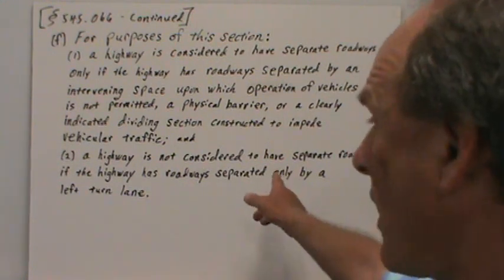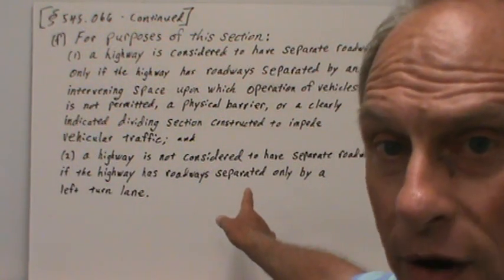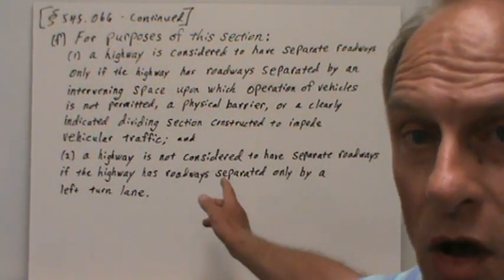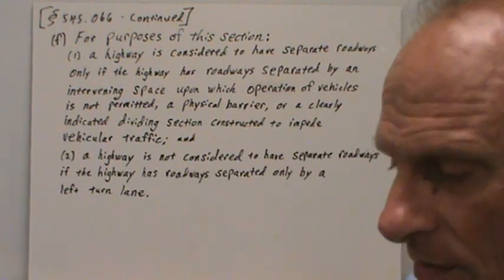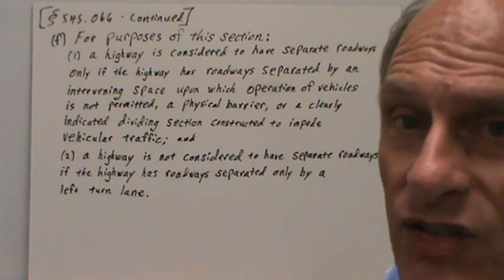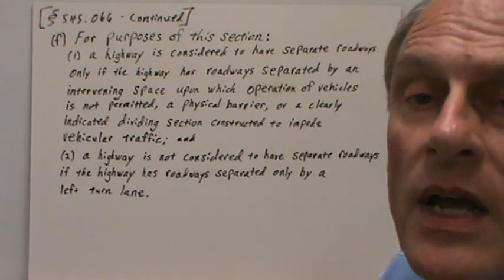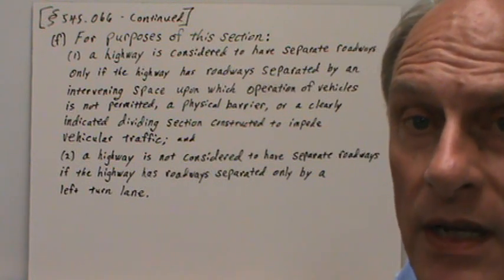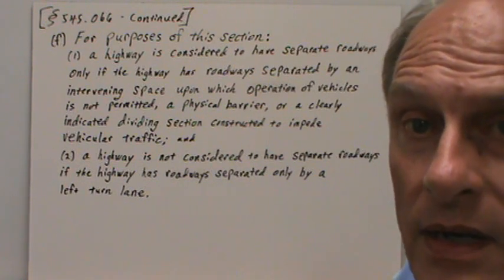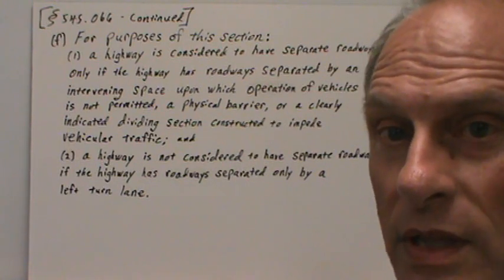But if the highway that you're on is multi-laned, but has no barrier between you and the oncoming traffic other than just painted stripes indicating a left turn lane, well, that's not a separated highway, and you have the obligation to stop for a school bus that's on the approaching side of the highway. So let's see how this plays out with a diagram.